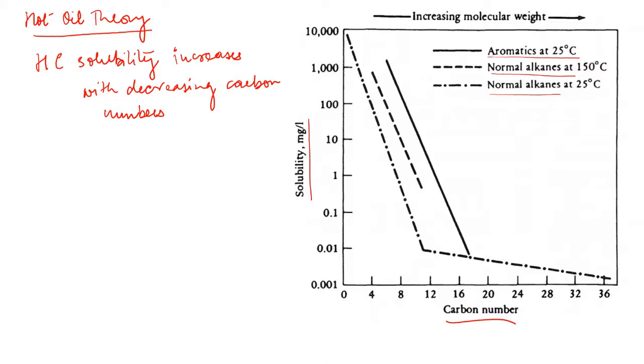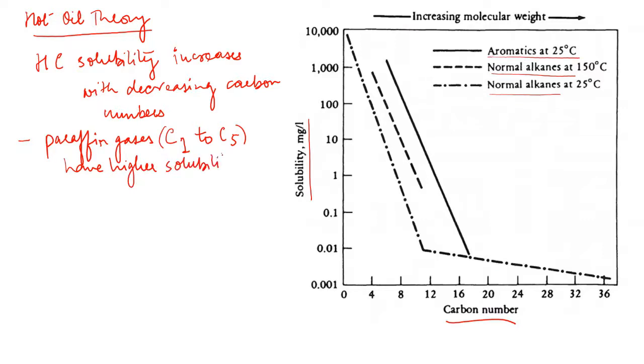So it is seen from this data that the solubilities are very high for paraffin gases. When I say paraffin gases, they have carbons from 1 to carbon number 5, so they have a maximum of 5 carbons. Paraffin gases have higher solubility, which is very evident from this diagram.